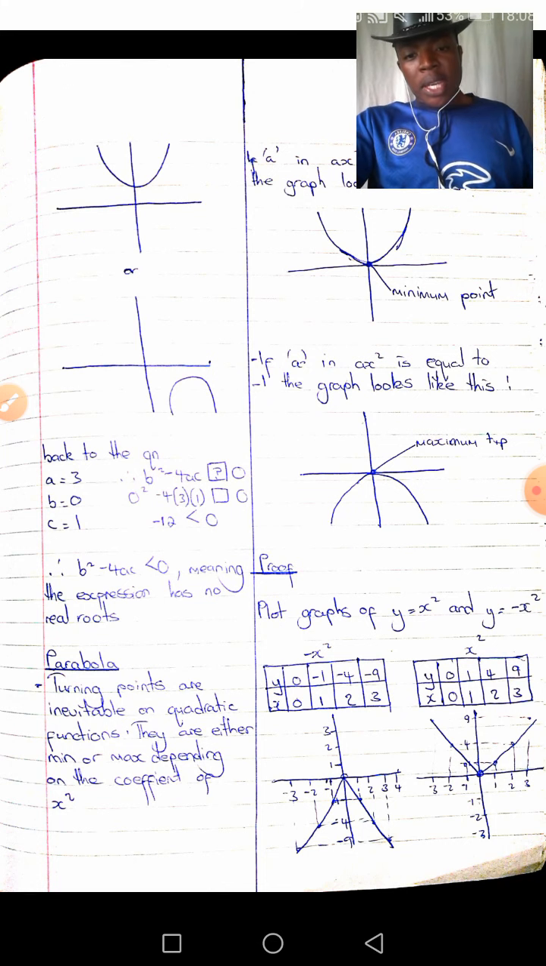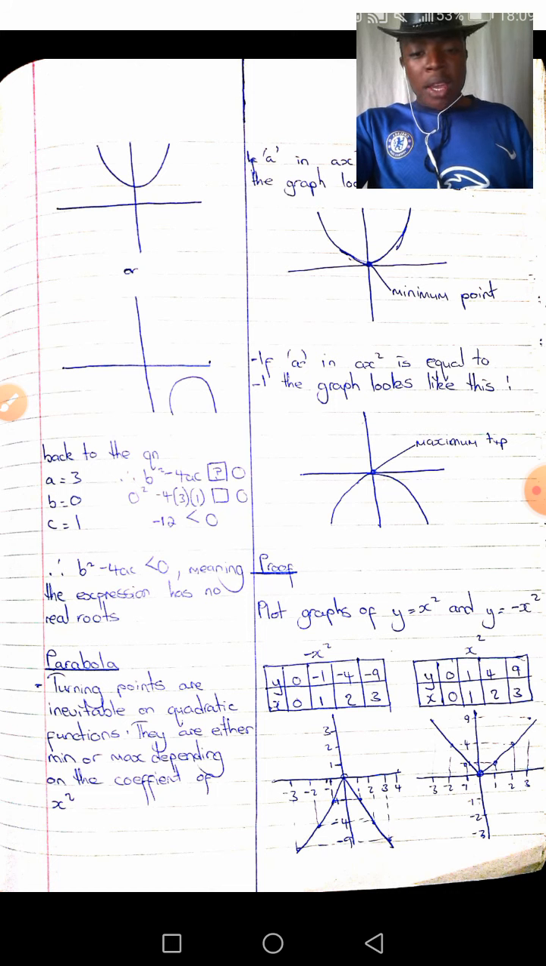So here you see that we get 0 squared minus 4 times 3 times 1, you get minus 12, which is less than 0. So b squared minus 4ac is less than 0, meaning the expression has no real roots. It has got imaginary roots. It is above or below the x-axis. I believe this is simple to understand. A parabola.